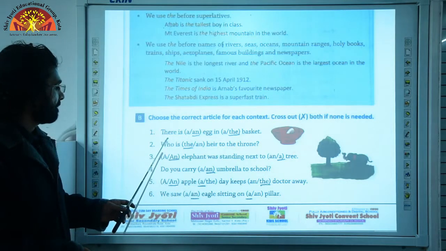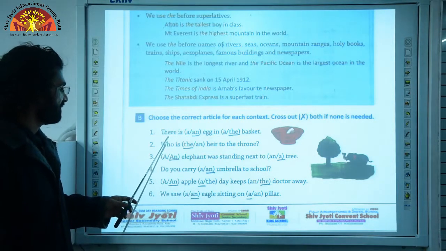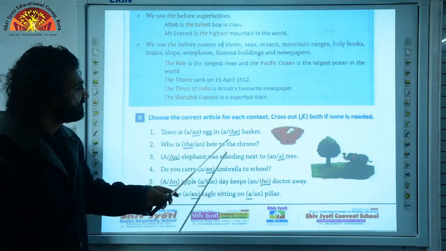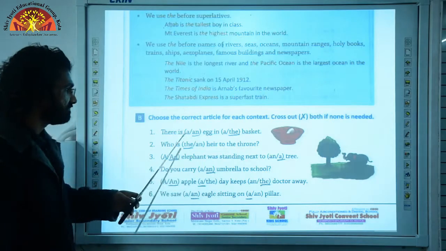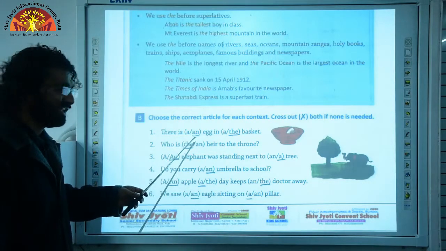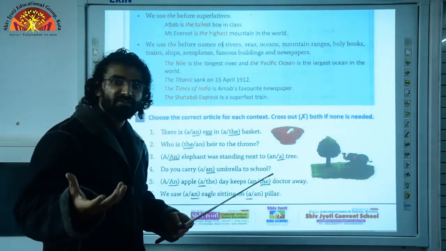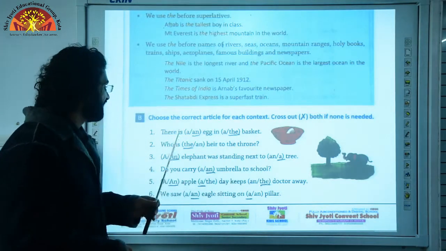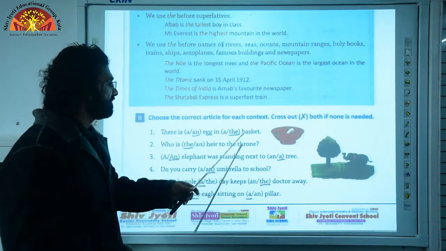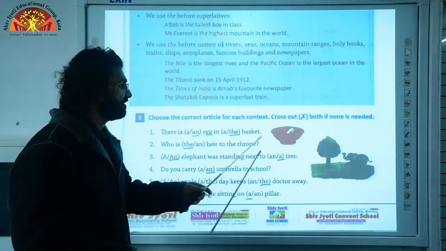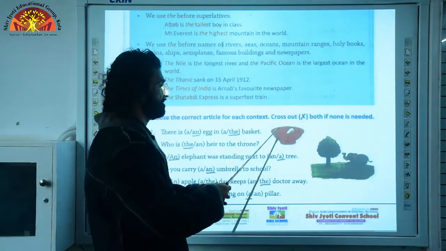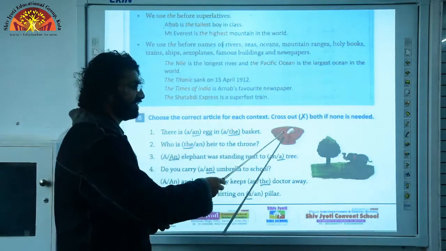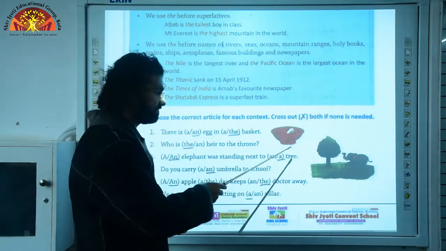First one, let's begin with the first. There is dash egg in dash basket. We will use the article an here, an elephant, an egg. You getting it? Vowel sound. An egg. There is an egg in the basket. We have used the article the here because we are talking about this particular basket. So we have used the. There is an egg in which basket? In the basket, in this particular basket.